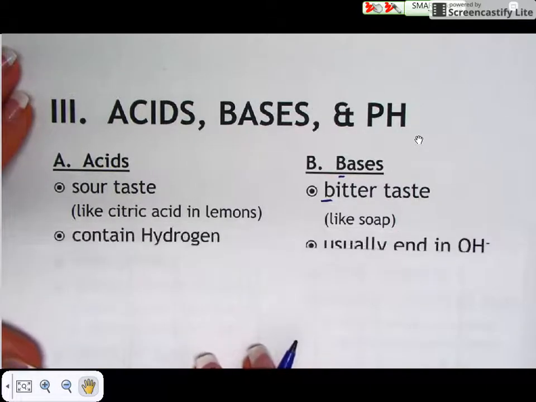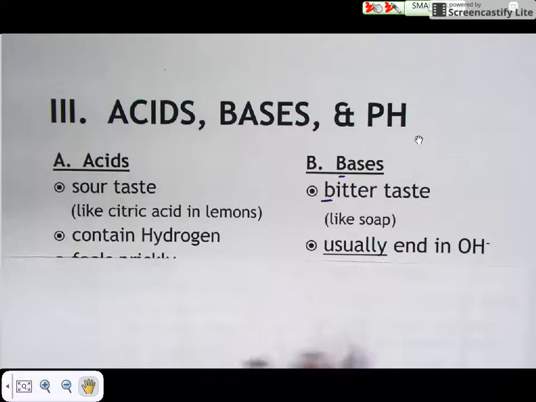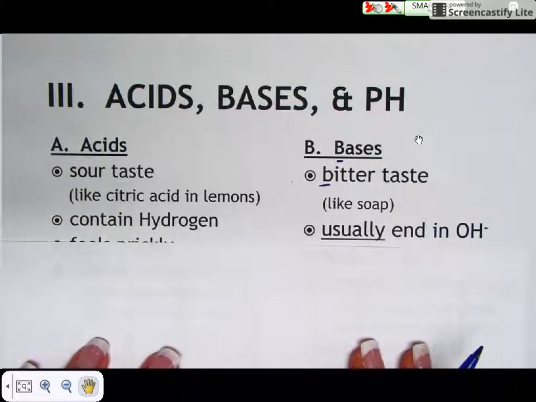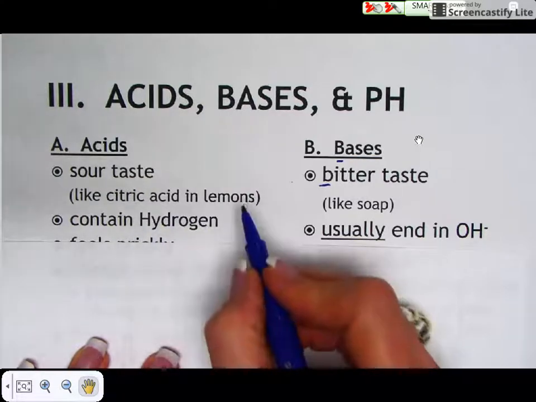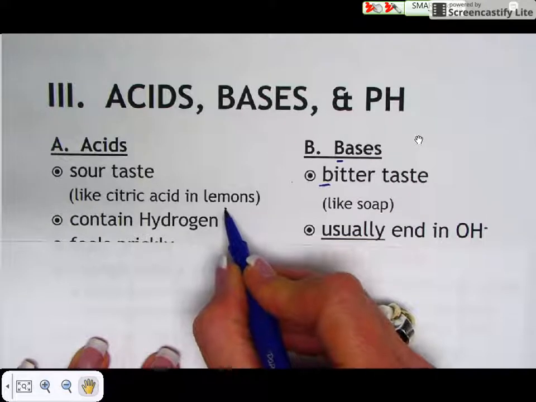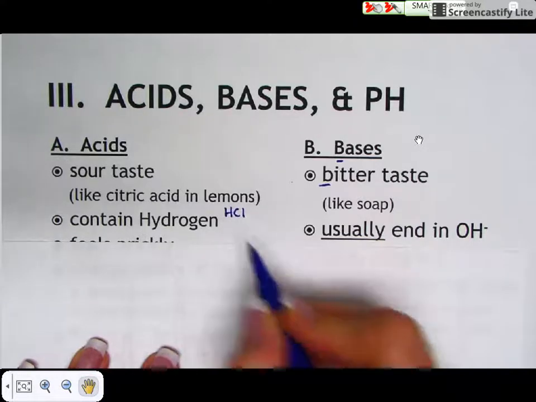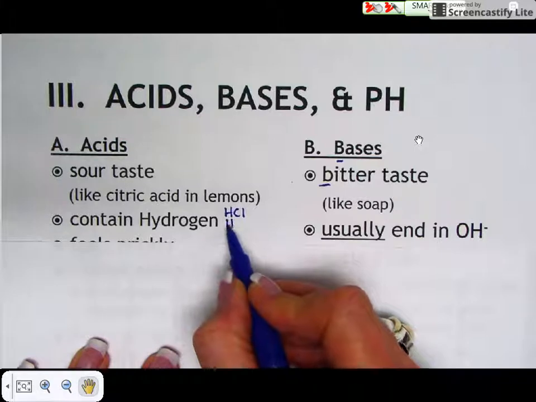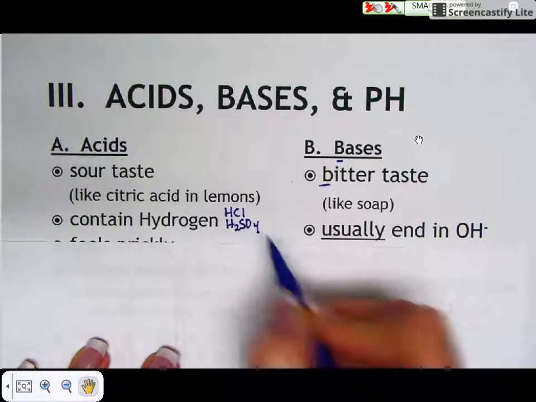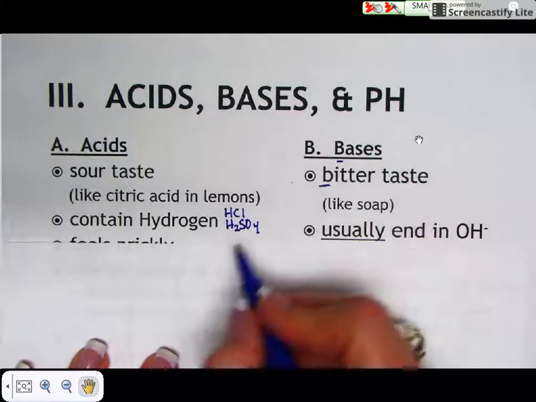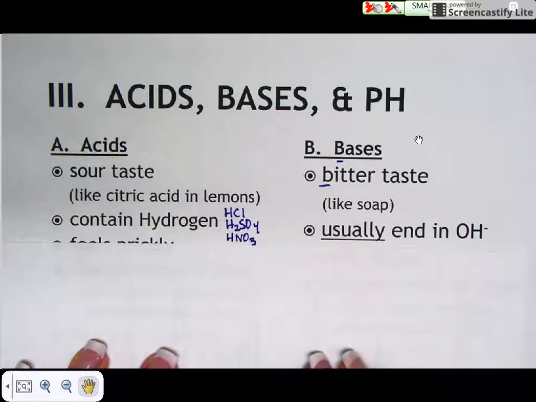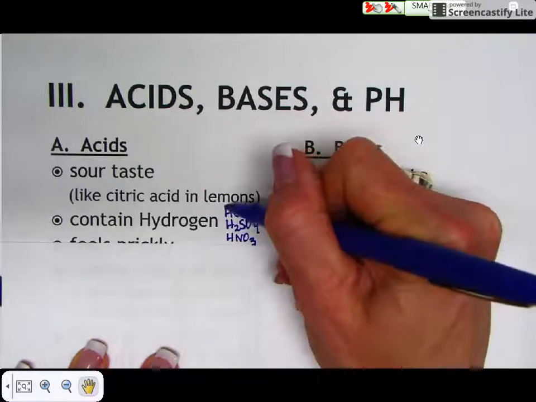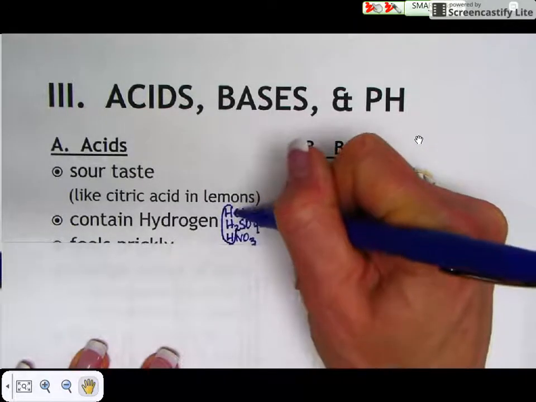The next characteristic that I want us to focus on is what their formulas contain. Acid formulas will begin with hydrogen. We are familiar with some common acids like HCl, hydrochloric acid, H2SO4, sulfuric acid. We talked about nitric acid, HNO3. These are just a few, but you can recognize acids because their formulas will begin with a hydrogen.